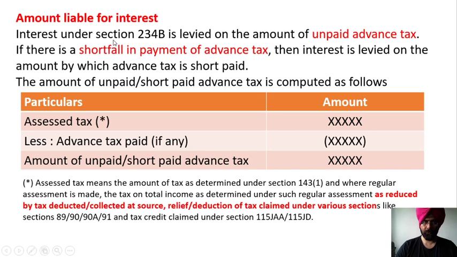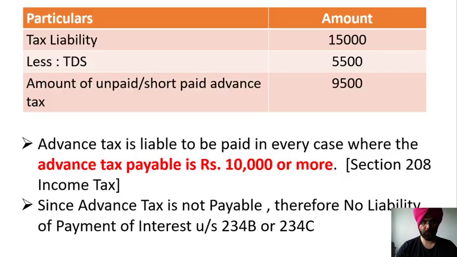Here the amount which is liable for interest under Section 234B is the unpaid amount, that is, the shortfall in payment of advance tax. Assessed tax less advance tax paid is called the amount of unpaid or short paid advance tax. Assessed tax means, as per Section 143(1) and where a regular assessment is made, the tax on the total income as determined under regular assessment, reduced by the TDS, TCS, relief, and deduction under Section 89, 90 or 91. So you will reduce all this, then the amount of unpaid and short paid tax will arrive.